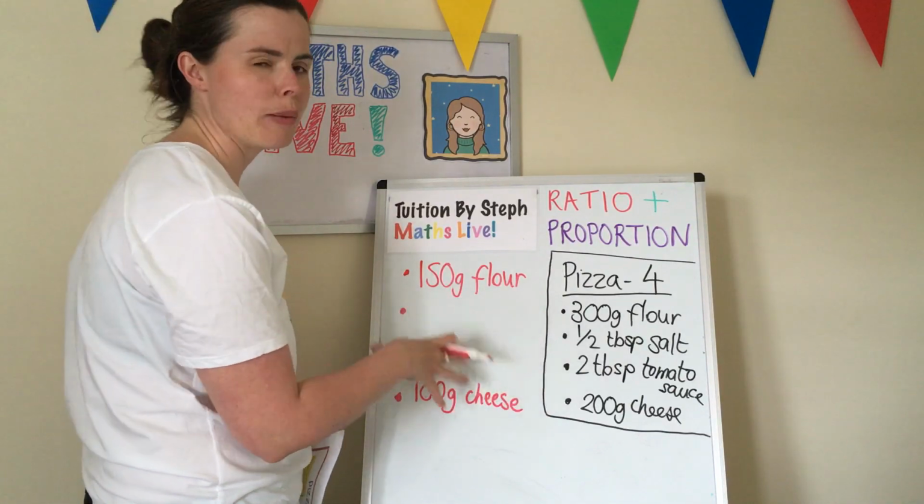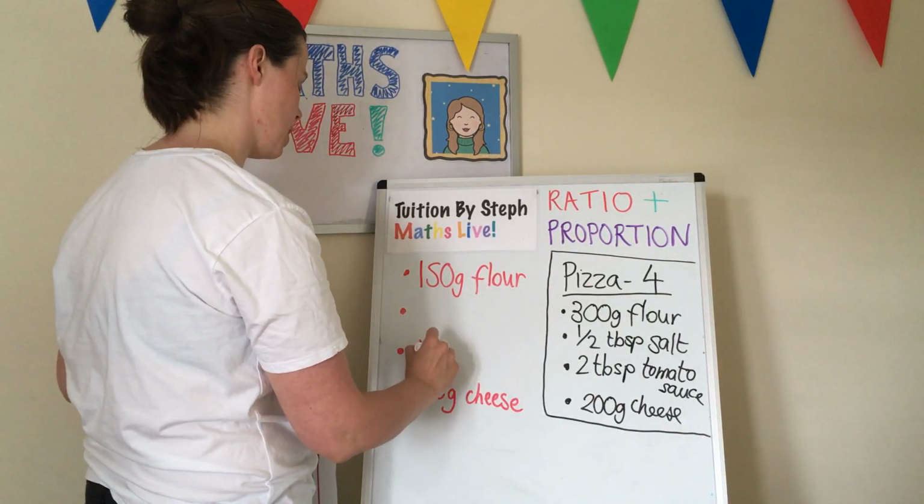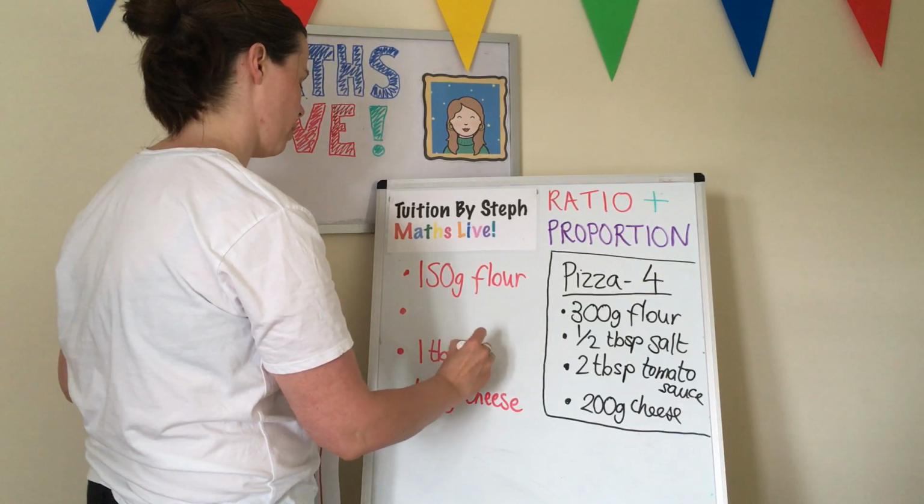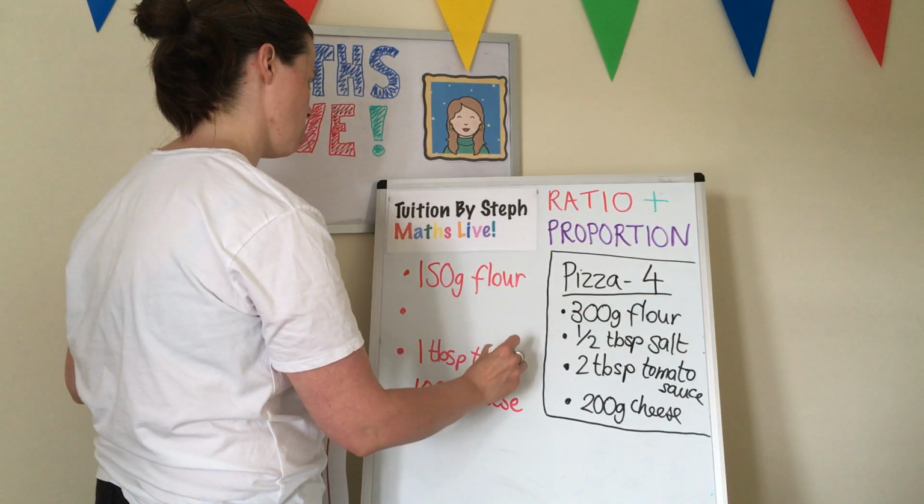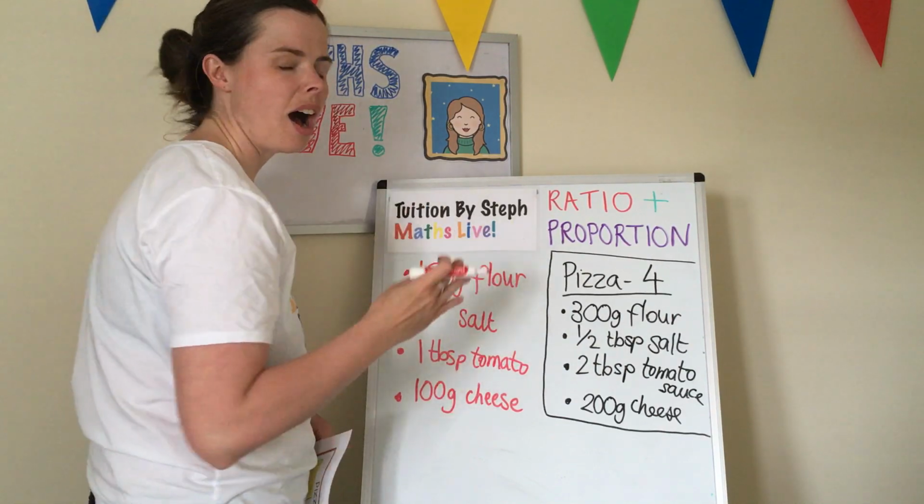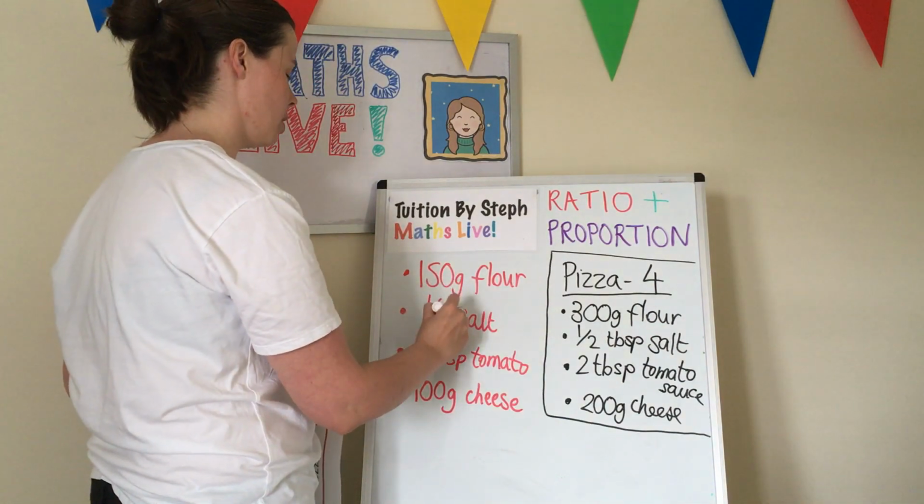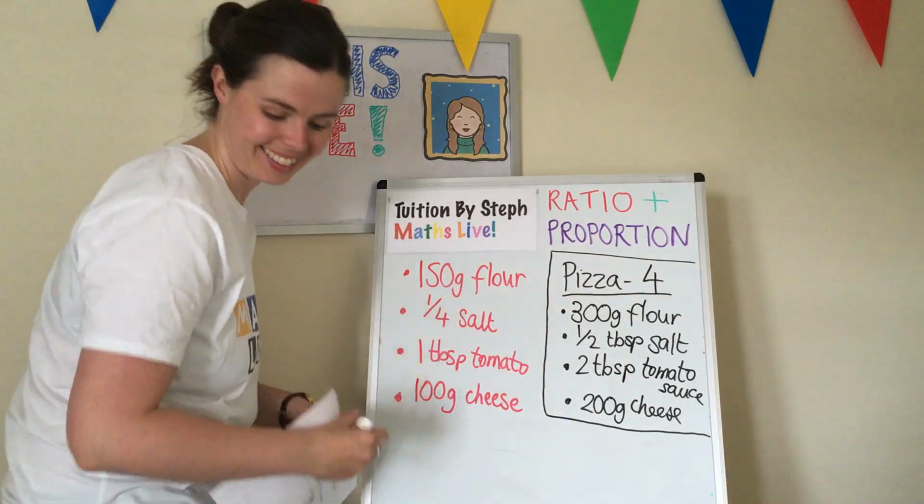So this is thinking how much would 2 pizzas make? This is easy, so it'd be 1 tablespoon of tomato sauce. And then for the salt, what is half of a half? If you split a half in half, that is a quarter. Yeah?